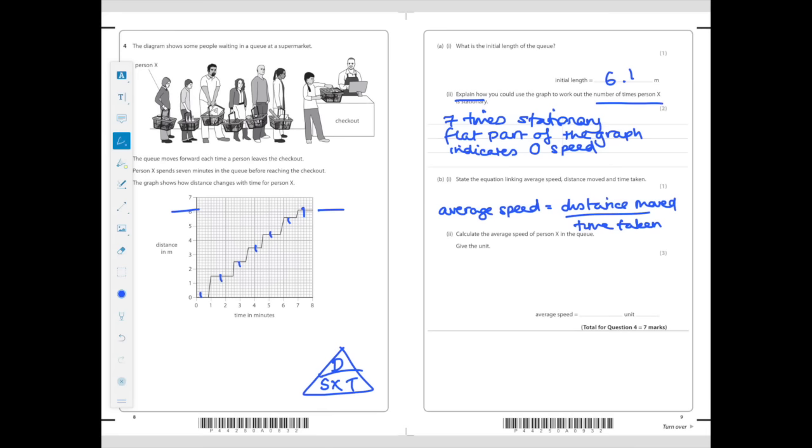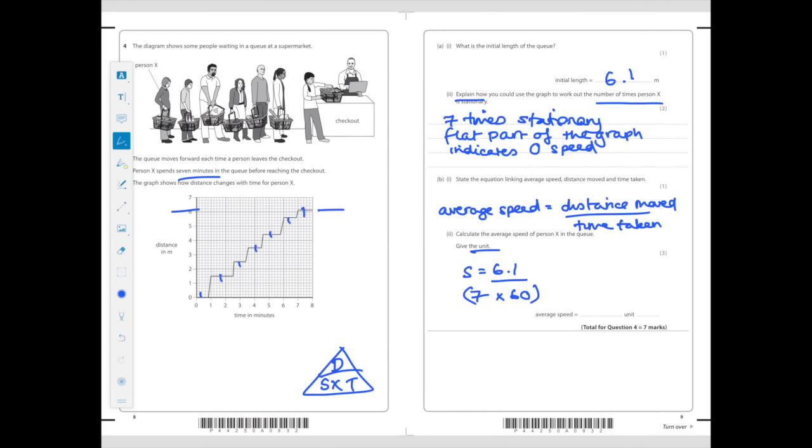Part 2, calculate the average speed of person X in the queue, give the unit, don't forget to give the unit. So the distance moved, we know, is 6.1 meters. The time is 7 minutes. Don't get caught out here. I know the graph looks confusing, but it tells us up here that the person spent 7 minutes in the queue. I'm going to multiply it by 60 because the SI unit for time is seconds, so obviously there are 60 seconds in a minute, hence why I'm timesing it by 60.